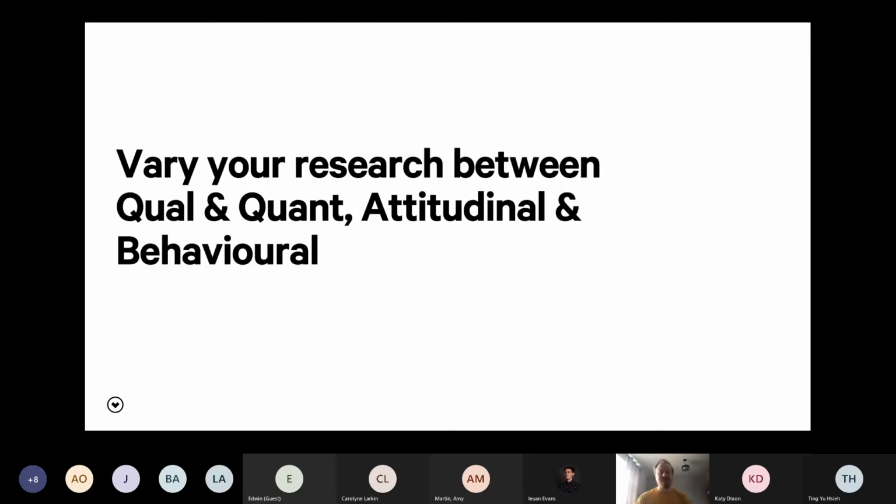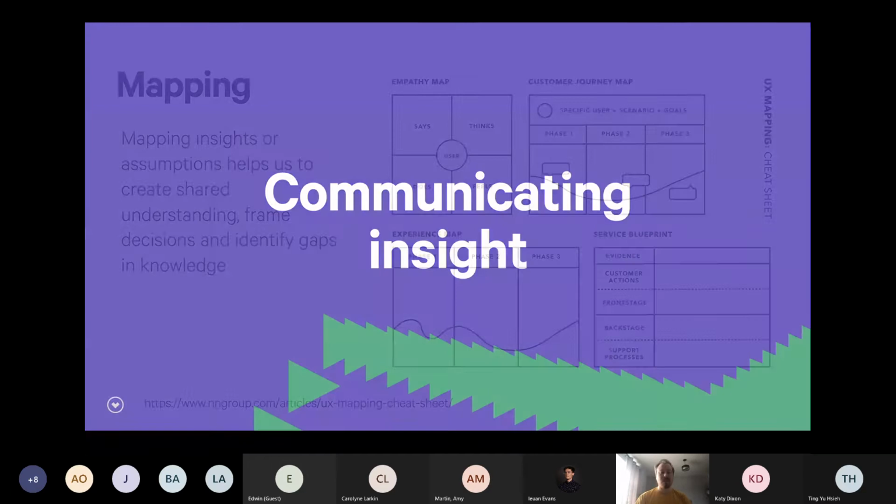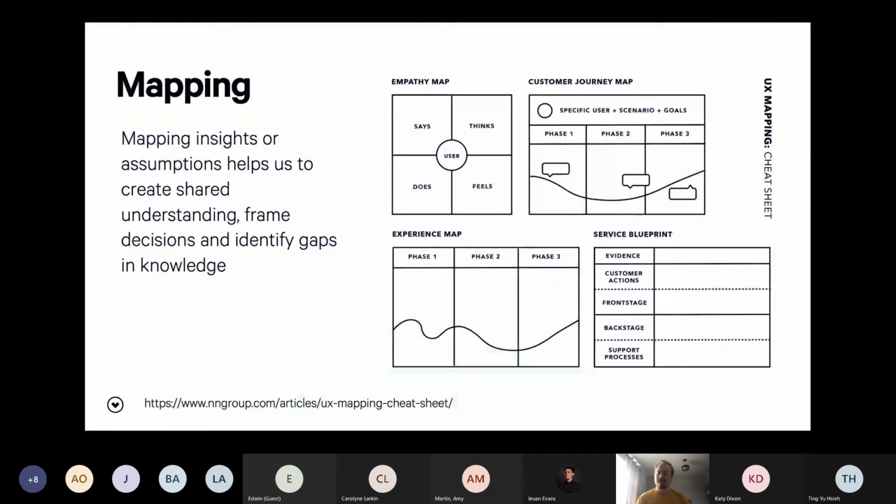But ultimately, it's about varying your research between quant, qual, attitudinal, and behavioural, so you get a really rounded view of what the customer is doing, what they need, and what our opportunities are. And then obviously we have to communicate that insight. A lot of what we do at Code is mapping, lots of different maps. We sometimes get ourselves tied in knots about stipulating what kind of map it is for what kind of purpose, but ultimately it's a visual representation of insights.